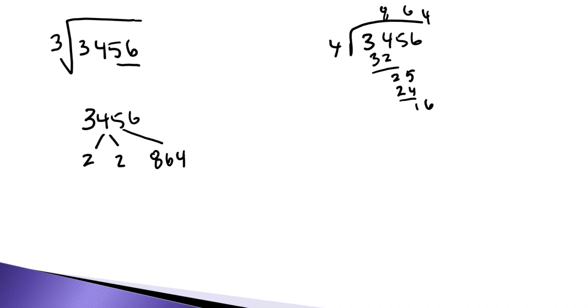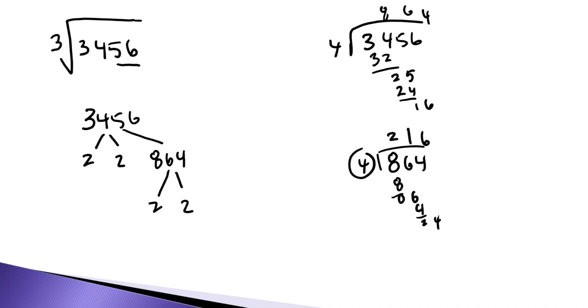And again, 864 is also divisible by 4. So let's look at that. 4 goes into 8 2 times. 4 goes into 6 1 time. 4 goes into 24 6 times. So this becomes 2 times 2, so there's the 4 again, times 216.